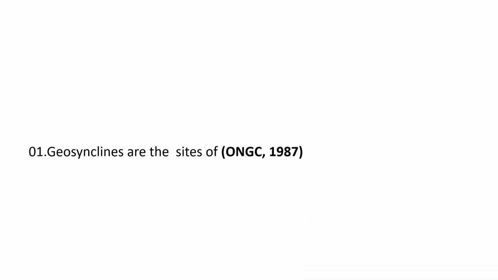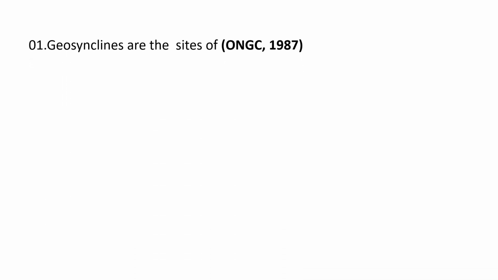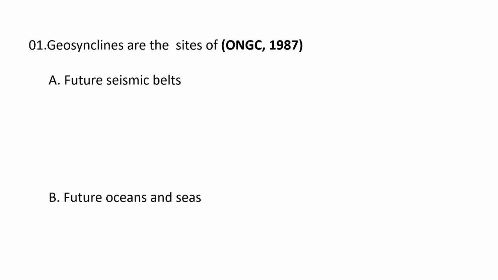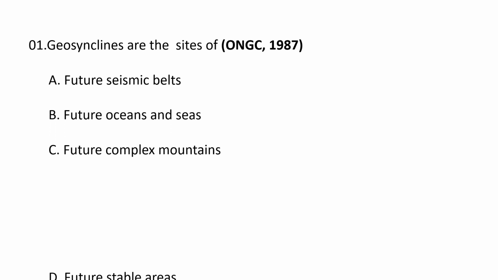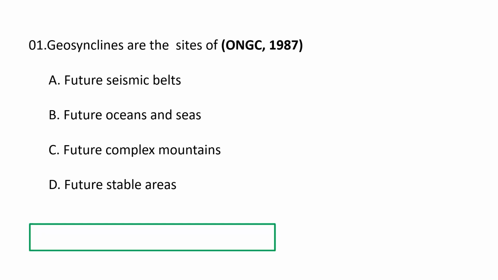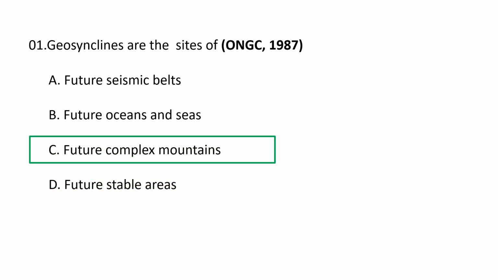First question. Geosynclines are the sites of, this was the question asked in ONGC 1987. Choices are A. Future seismic belts, B. Future oceans and seas, C. Future complex mountains, and D. Future stable areas. So obviously geosynclines are the sites of the future complex mountains.